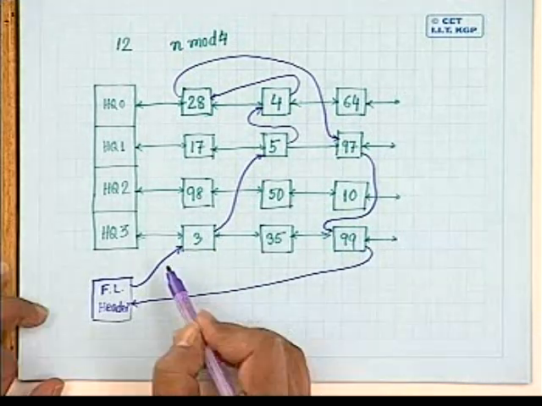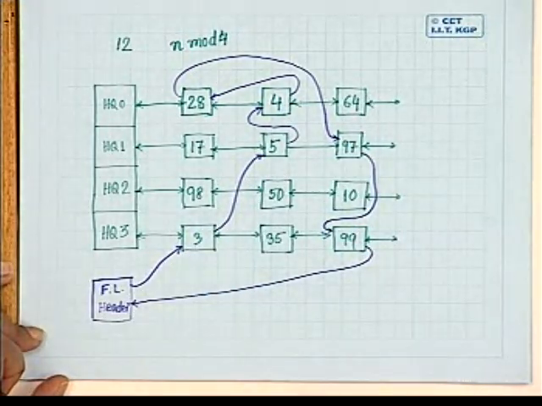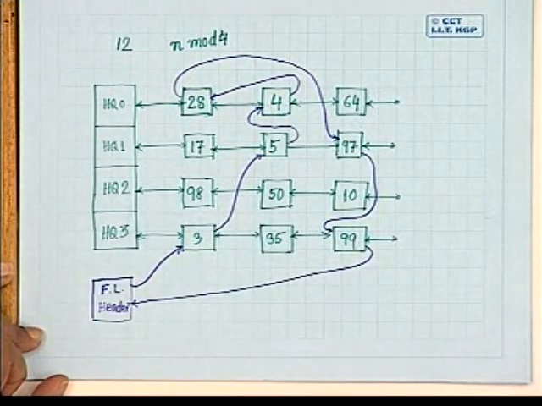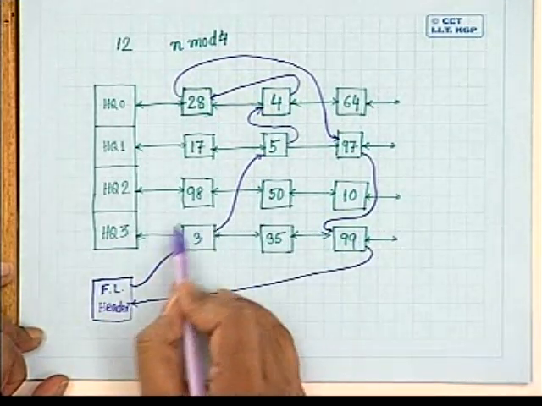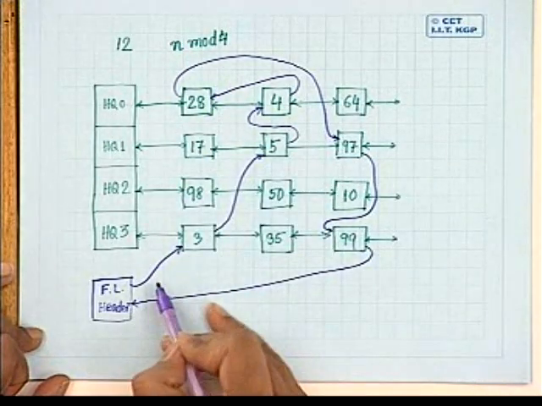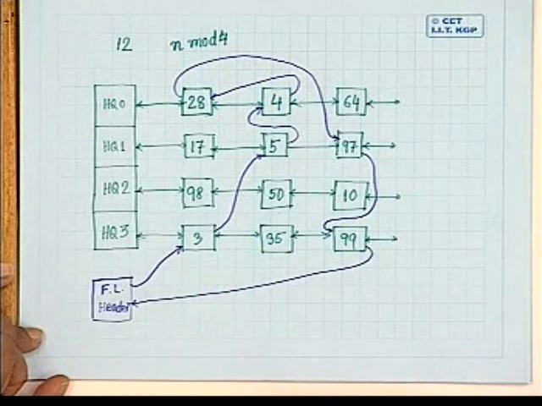Simply, that is what we have to do to take it out of the free list, or if I want to take it out of this hash queue also. So simply by manipulating the pointers, I can place this buffer in any of the hash queues, I can put it into the free list, or I can even take it out of the free list.